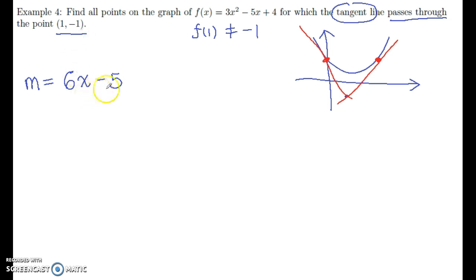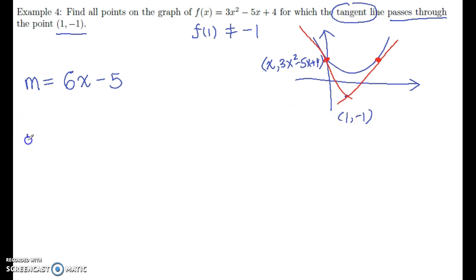And a point (1, -1). So what other information do we need in order to find those points, these 2 points whose tangent line will pass through (1, -1)? Well, this point right here is on the graph. It's just x, y. What is y? y is 3x squared minus 5x plus 4. And this other point right here is (1, -1).